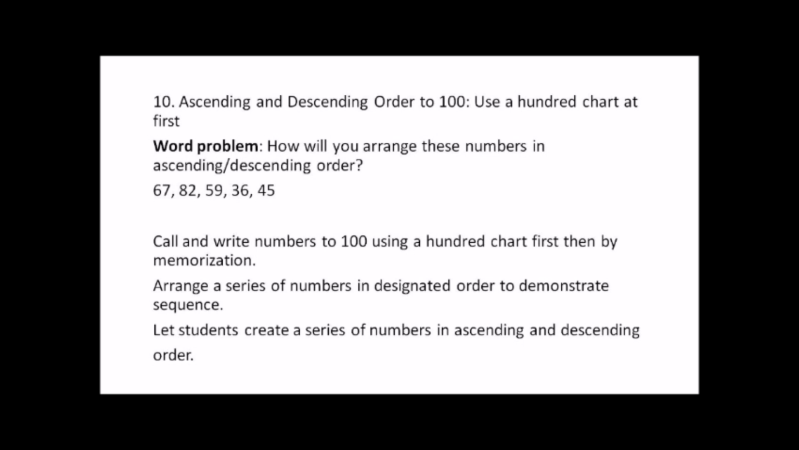Use a 100 chart at first. Word problem: how will you arrange these numbers in ascending order? Remember, don't mix them up at first. You do it separately so that they can understand what ascending is, and then do descending. Then you can do them together after they understand what they are.